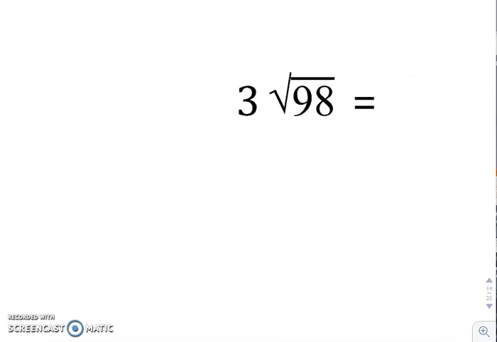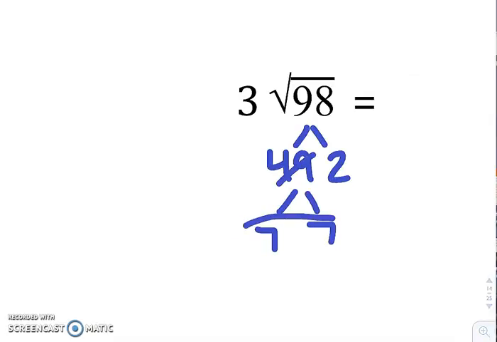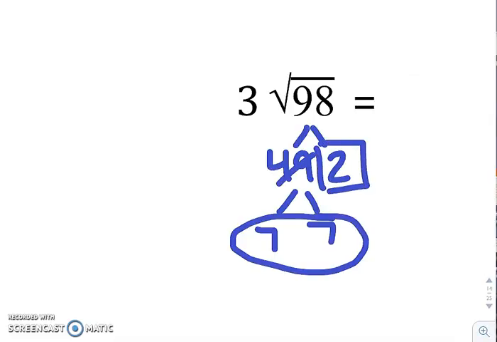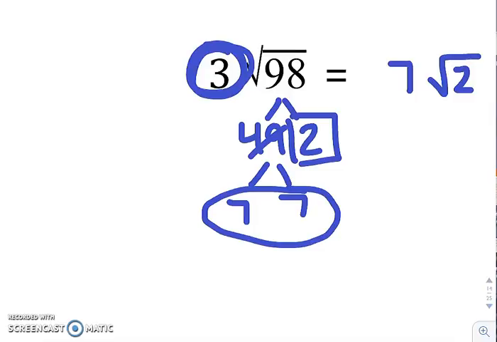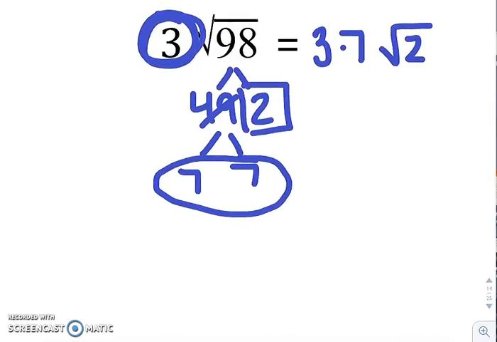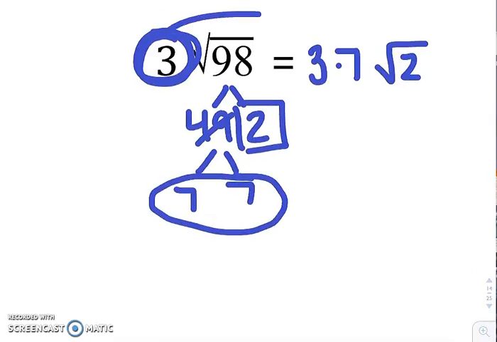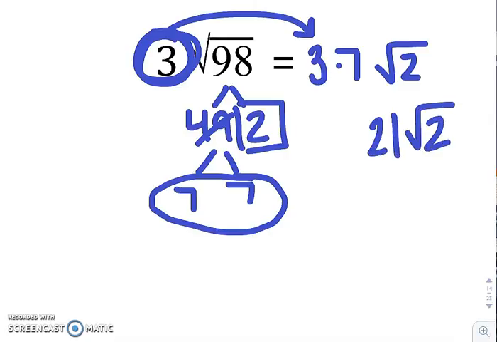So 3 times the square root of 98. So 98 could be 49 and 2. 49, 7, and 7. So this is a pair, and this is what's left without. So that pair is outside. The square root of 2 is left, but you had a 3 out front here already. So that just needs to come over with the 7. So just don't forget to check if you have something out in the front already of your radical. It needs to continue with your problem in your final answer. So this will become 21 square root 2.